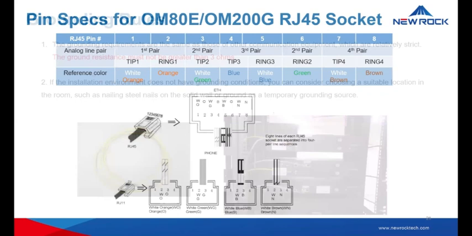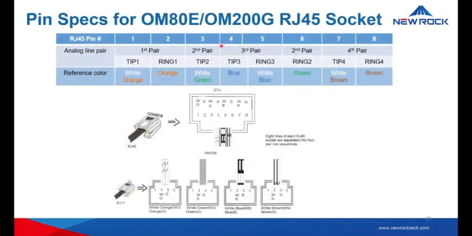This is the pin specs for the OM80E and OM200G RJ45 socket. We have the first pair for 1 and 2, the second pair for 3 and 6, the third pair for 4 and 5, and 7 and 8 for the fourth pair. As you can see here, we have the guide, so you can do some connections. Some guys want to make their own wiring, and they can do it like this also.